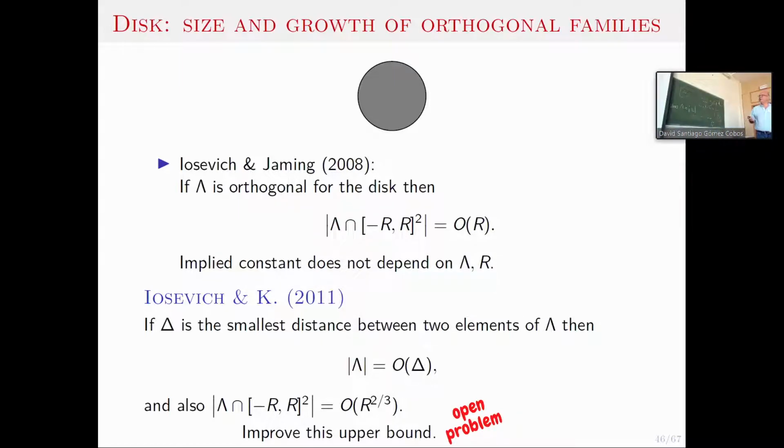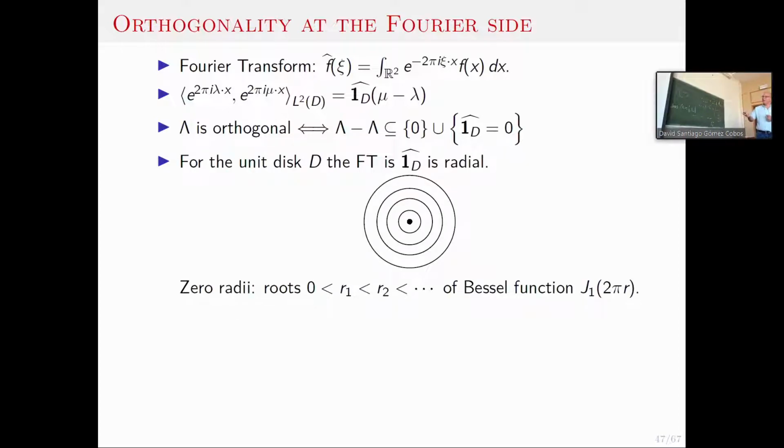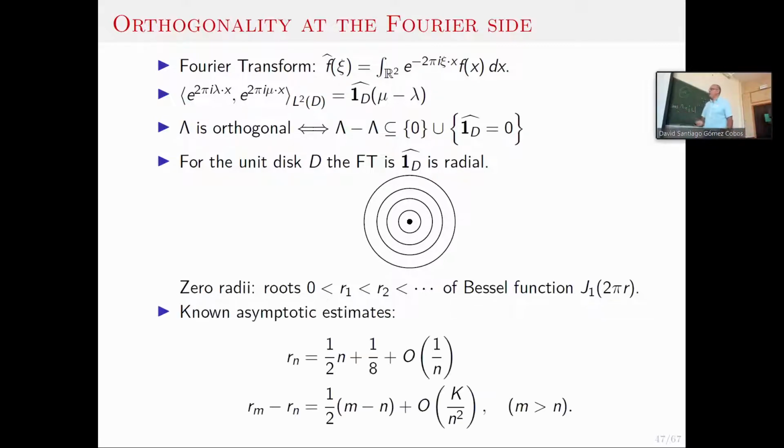Okay. So the Fourier transform, and we know that two exponentials are orthogonal if and only if the difference of the frequencies is in the zero set of the Fourier transform of the disk. So if you have an orthogonal set, the differences must live in the circles, which are the zeros of 1_D hat. These are the zeros of 1_D hat, and they come at increasing distances, and we know a lot about these numbers. This is what we know.